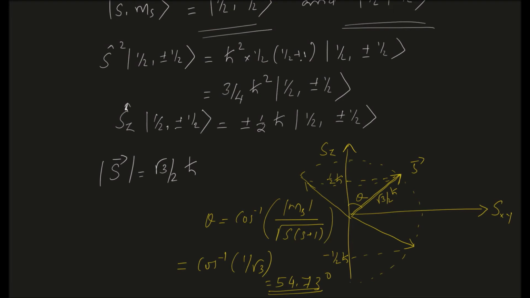The projection of the spin on the z axis is restricted to these two values, plus or minus h cross by 2. If the projection has a value plus h cross by 2, we say that this is a spin up state, and if the projection has a value minus h cross by 2, we conventionally call it a spin down state.